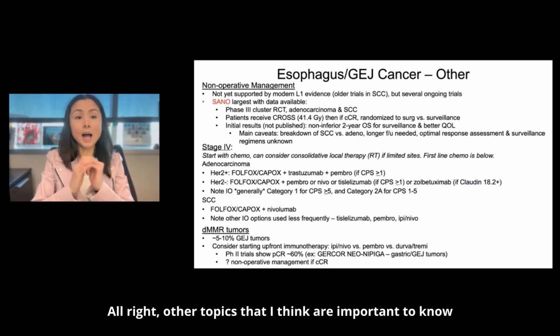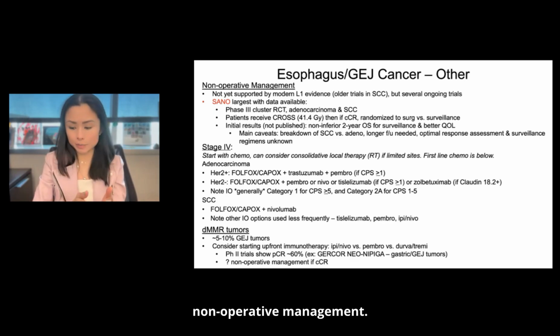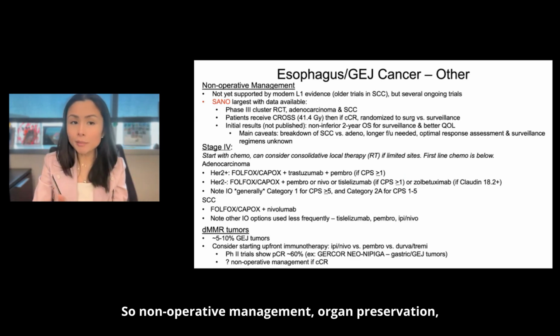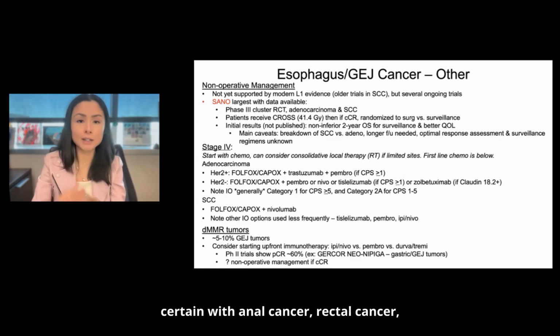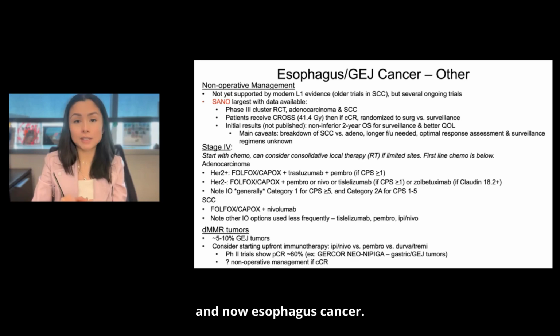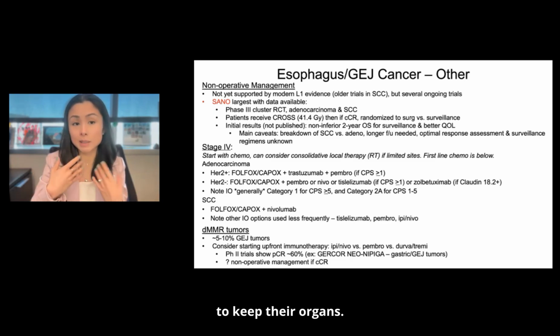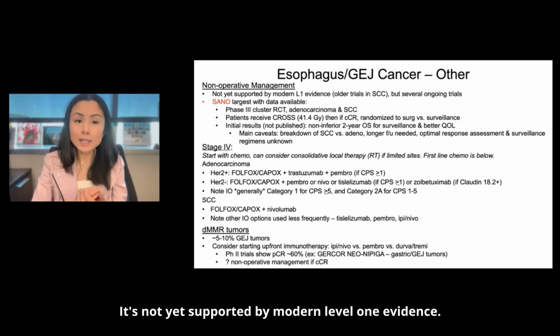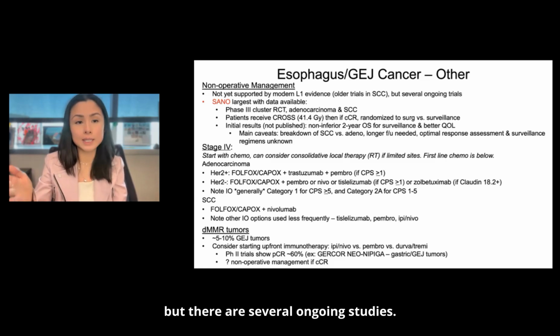All right. Other topics that I think are important to know about, though I don't go into nitty-gritty detail: non-operative management. Organ preservation has become understandably more popular across GI sites, starting with anal cancer, rectal cancer, and now esophagus cancer. Patients clearly want, if they have an option, to keep their organs. It's not yet supported by modern level 1 evidence. There were older trials in squamous cell cancers, but there are several ongoing studies.